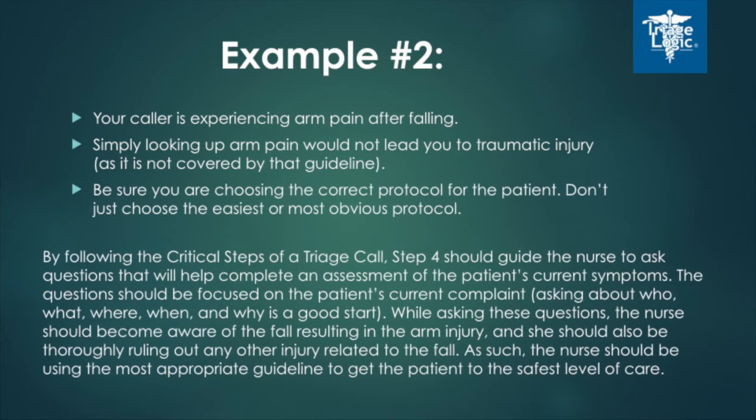By following the critical steps of a triage call, step 4 would guide the nurse to ask questions to complete an assessment of her patient's current symptoms. Questions should be focused on the patient's current complaint. Asking who, what, where, when, and why are a good start. It is while asking these questions that the nurse becomes aware of the fall resulting in the arm injury. Being thorough, she would also rule out any other injury related to the fall. This further assures that the nurse is using the most appropriate guideline to get her patient to the safest level of care.